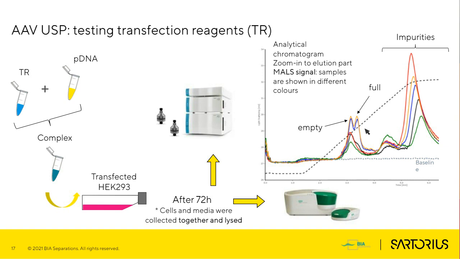Now, right off the bat, you can see that there are these two samples, orange and blue, which contain full AAV, as well as the black one, which contains a shoulder. All of the other tested samples show the presence of only empty AAV. So now let's see how this actually compares to PCR.